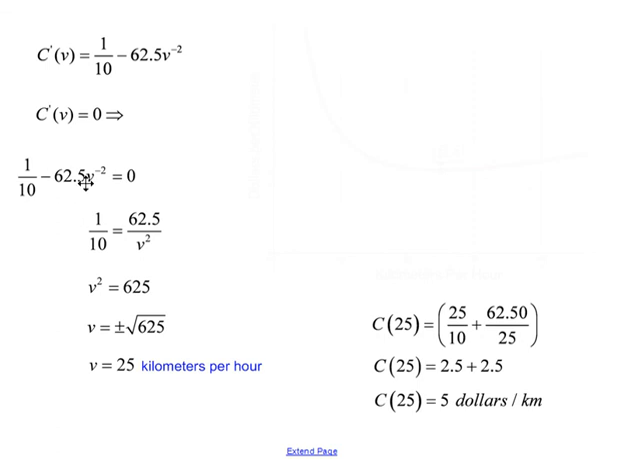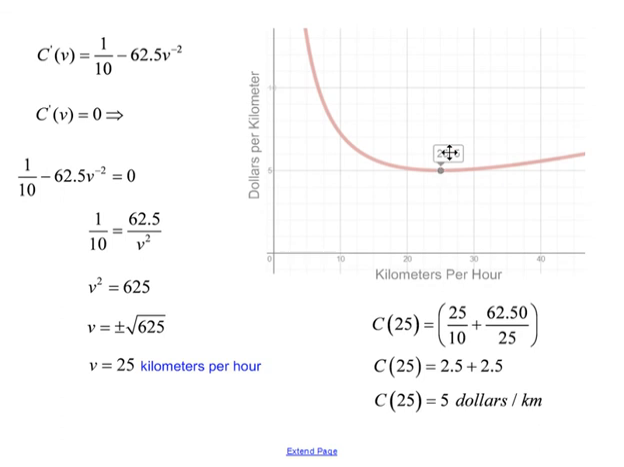I add 62.5 v to the negative 2 to both sides, bringing the v squared down to the bottom. Then I cross multiply to get v squared equals 625. V equals plus or minus the square root of 625, and we're going to keep the positive. We have 25 kilometers per hour. Going back to my cost function, the cost at 25 kilometers per hour turns out to be $5 per kilometer. And that's borne out on the graph. The minimum point on the graph is 25 kilometers per hour, producing $5 per kilometer.